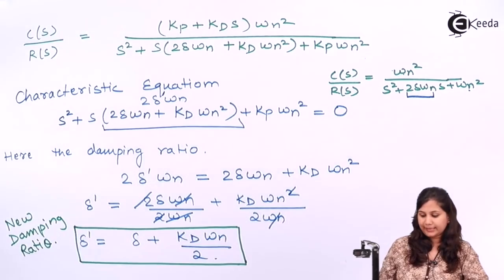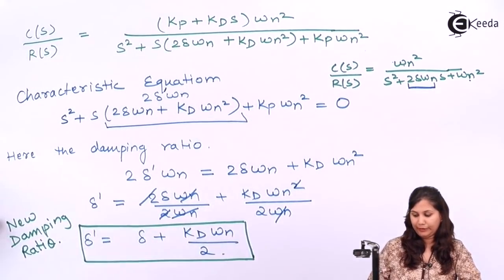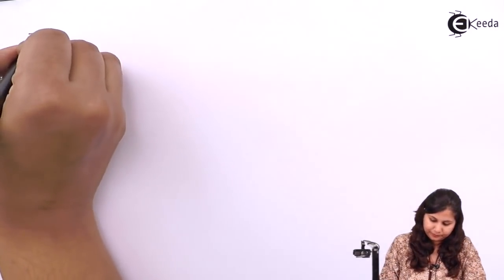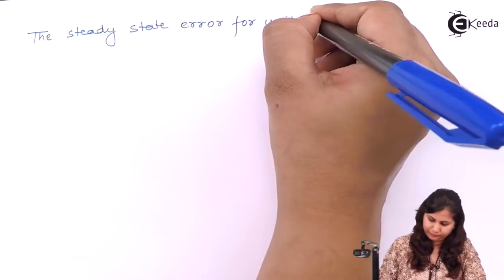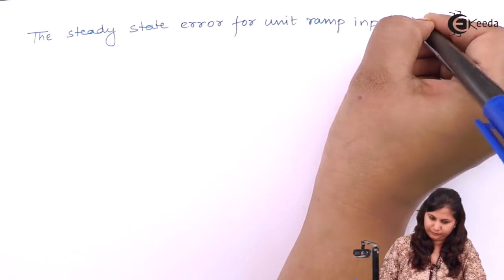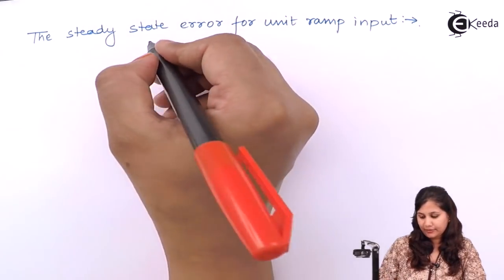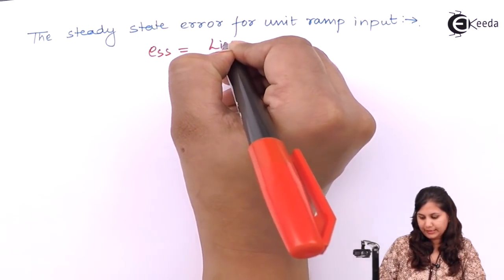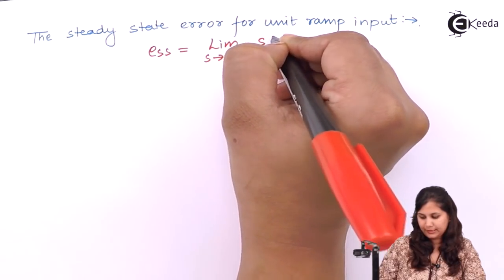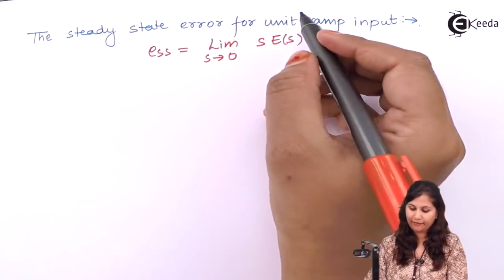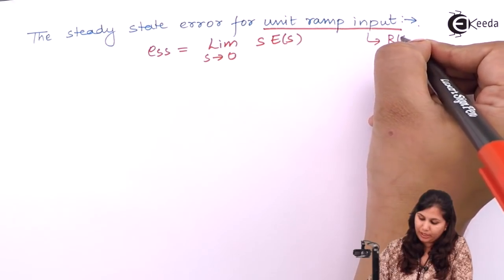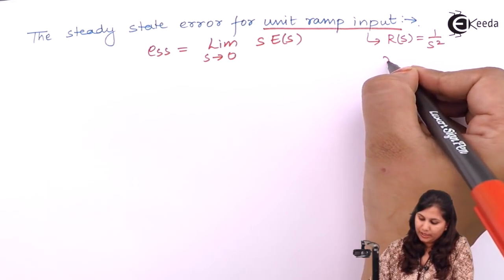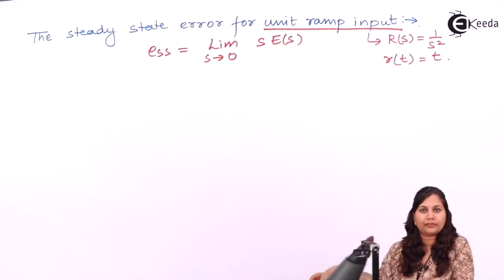Now, if we calculate the steady state error for a ramp input, which is applied to the second order system, then the steady state error is given by the formula ESS equals limit s tends to 0 of sE(s). And here we have to calculate the steady state error for a unit ramp input. So for a unit ramp input, R(s) is equal to 1 upon s square. The input signal is t.